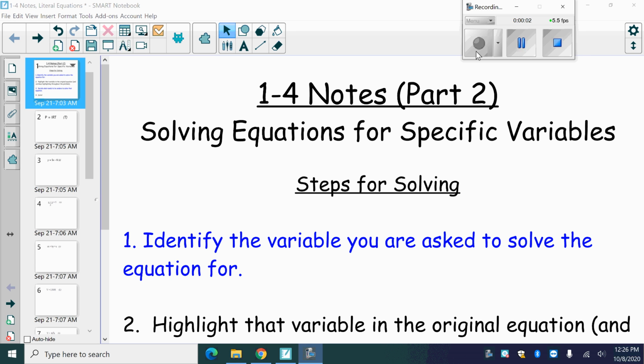Okay, chapter 1, section 4, this is part 2. We are doing this in a two-part session because the second part of chapter 1, section 4 is fairly difficult. So I really need you guys to pay attention.